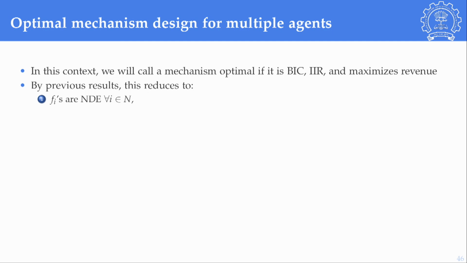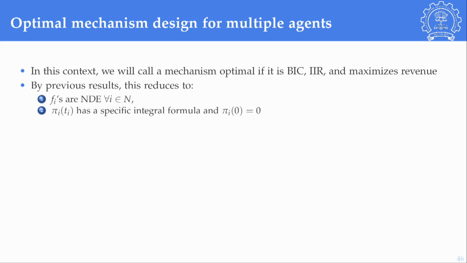Because it is BIC and IIR, we have to satisfy that the allocation probabilities have to be non-decreasing in expectation. That is good enough because we do not need non-decreasingness at every type. So, that weaker example that we saw, where some of the blocks were 1, some of the blocks were blank, that kind of a structure is fine. And of course, we can also have non-decreasingness, but that is more than what we need.